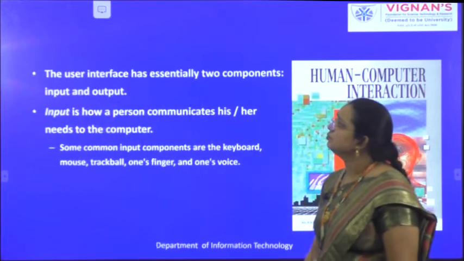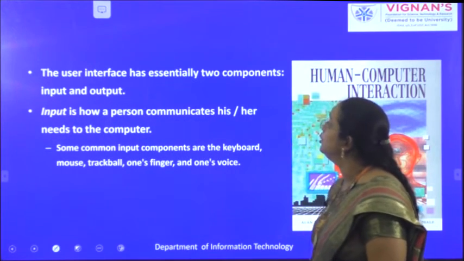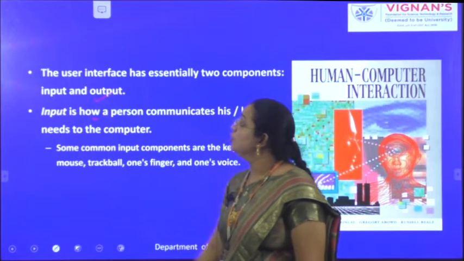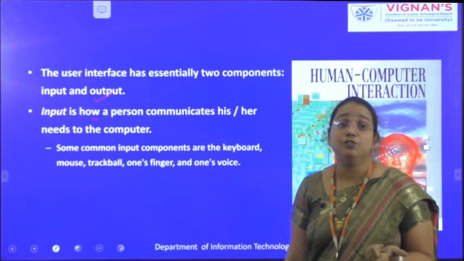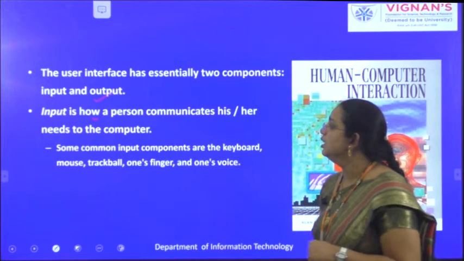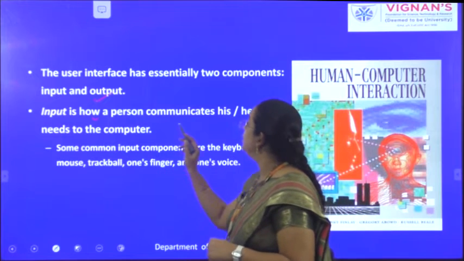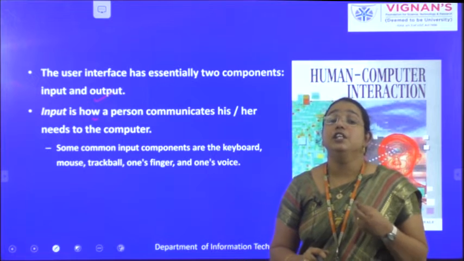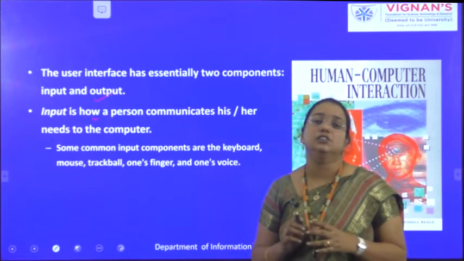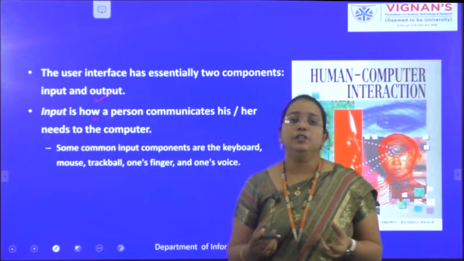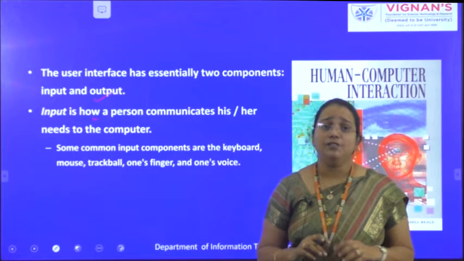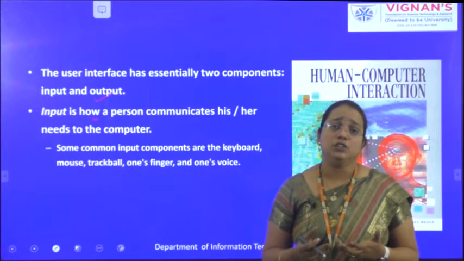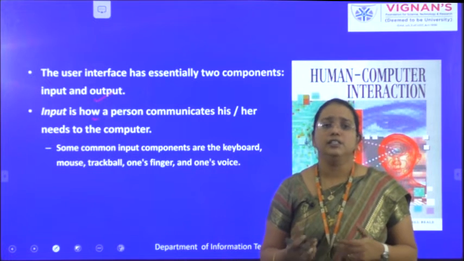The user interface has essentially two components: one is input and the other is output. The input is how the person communicates his or her needs to the computer. How the user communicates to the computer is called input. Whether the user uses the keypad for typing something, it is considered input, or if we use headphones or microphones to talk with the computer, it is also input.